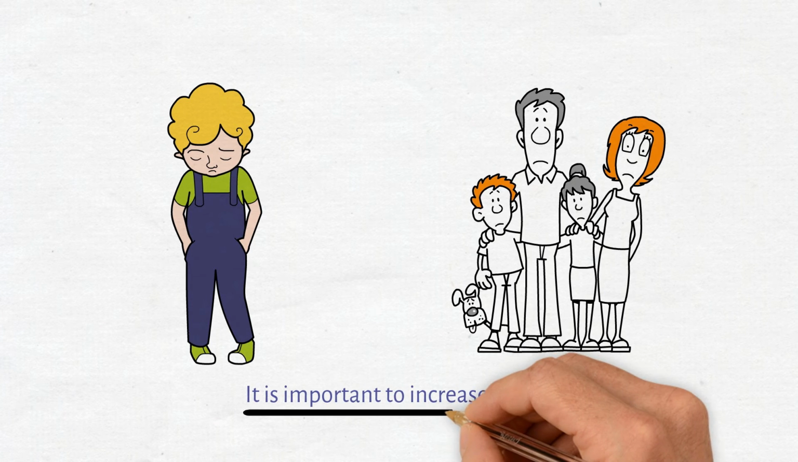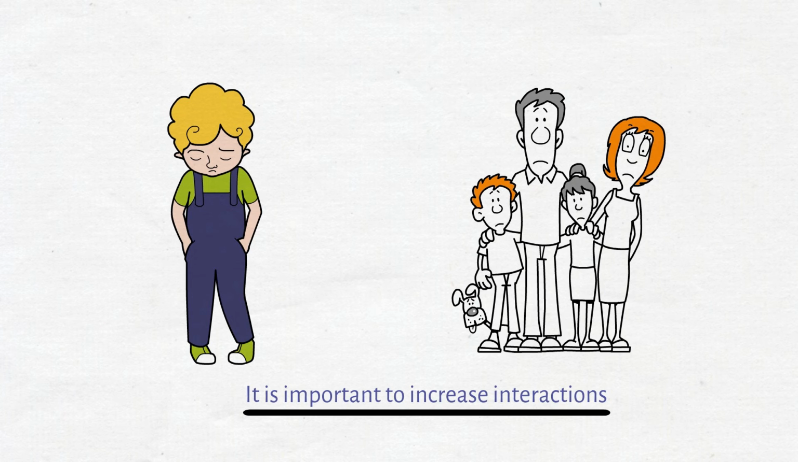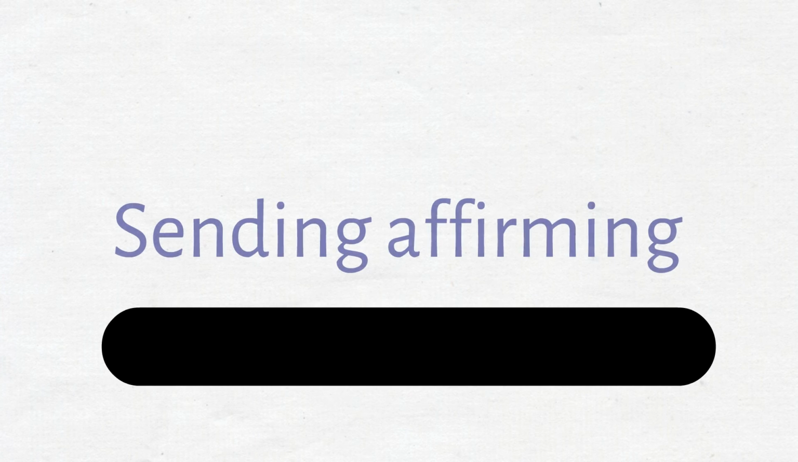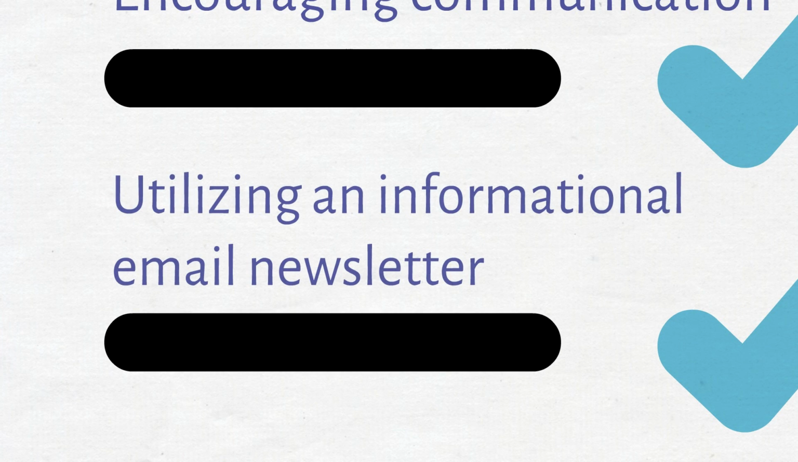Increasing interactions with students and parents is crucial to engaging the hard-to-reach student. Interactions might include sending affirming and encouraging communication and feedback to students and families, or utilizing an informational email newsletter for families to keep them engaged in the learning process.